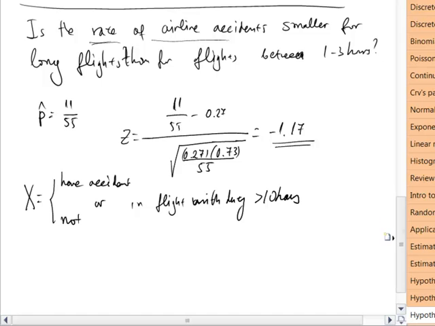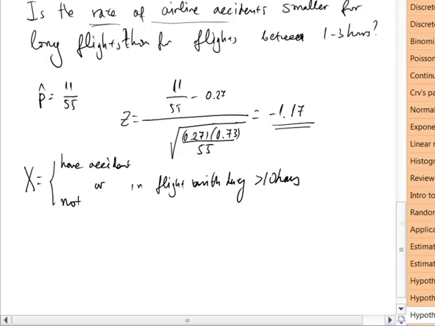What type of test do I want to do? What was my hypothesis? My alternative hypothesis was P less than P sub 0, which is the 0.27. So what type of test should I be doing? That's the alternative. The null hypothesis was P sub 0 equals 0.27.